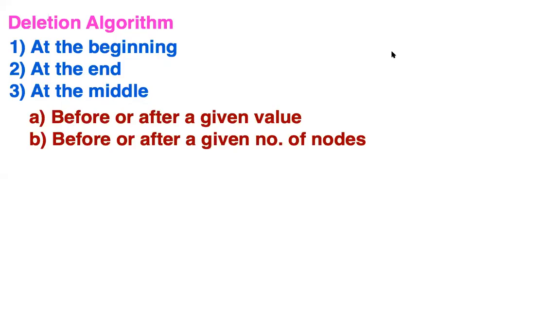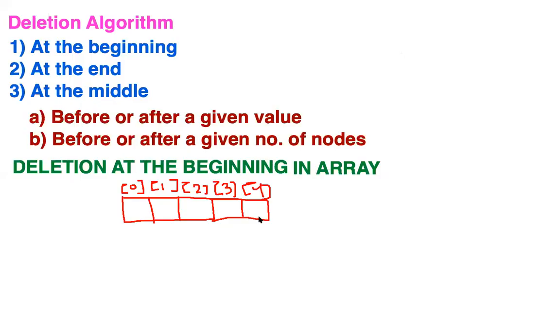Like the insertion algorithm, deletion can also happen at the beginning of an array or linked list, at the end of an array or linked list, or in the middle, like after or before a given value or after a given number of nodes. Let us first check it for the array. How are we going to delete an element, and what will be the complexity of that? So first let us see the deletion at the beginning of an array.